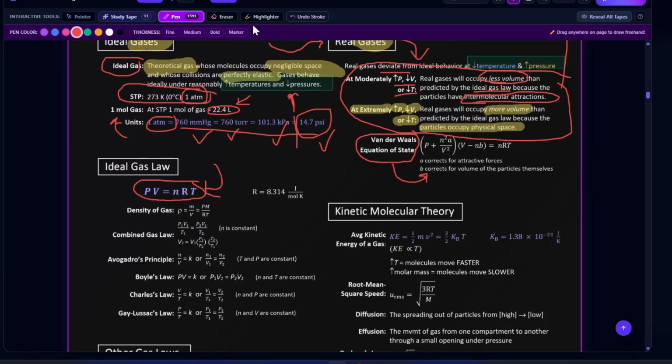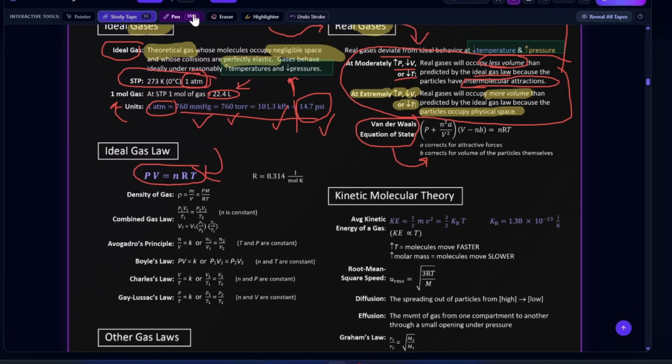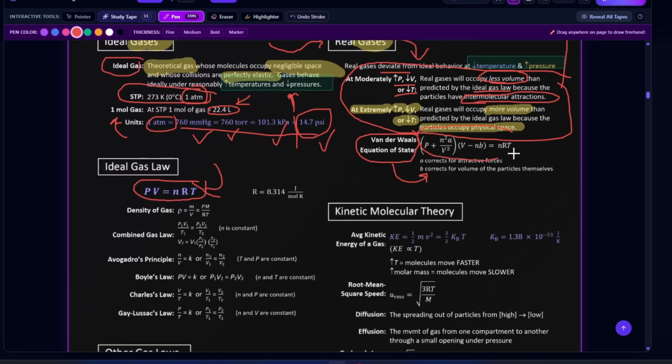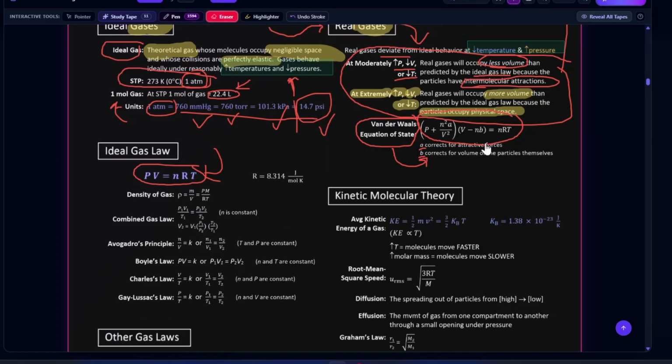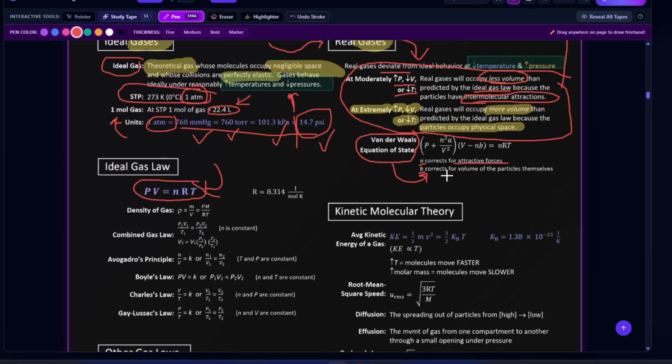You should memorize, but not really to the point where you know how to calculate for it. This one, you shouldn't have to calculate. I haven't had to calculate it before in practice problems, but you should know what means what. So A is a correction for attractive forces, and B corrects for the volume of the particles themselves. So I like to think of it as size and then the intermolecular bonds here.